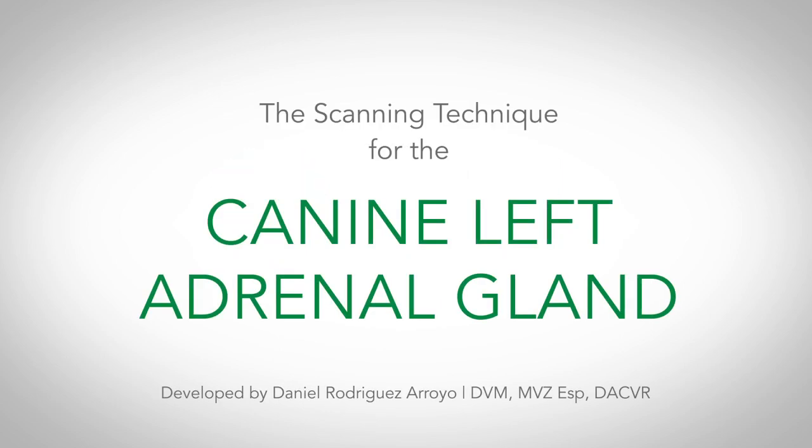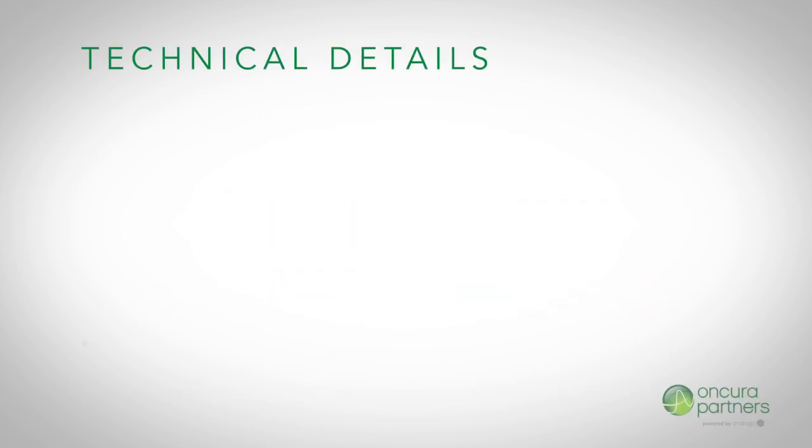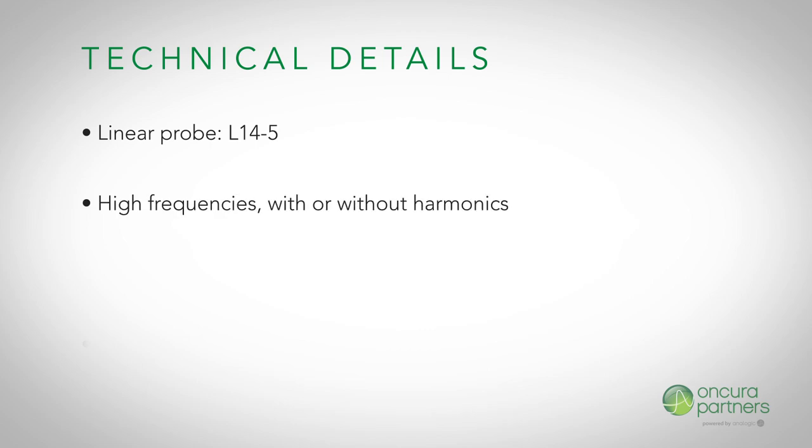The scanning technique for the left adrenal gland in lateral recumbent canine patients. For this ultrasound, a linear transducer will be used at high frequencies with or without harmonics. The general gain should be maintained at approximately 60 to 65%, and the third or fourth TGC curve should be selected from the drop-down menu.